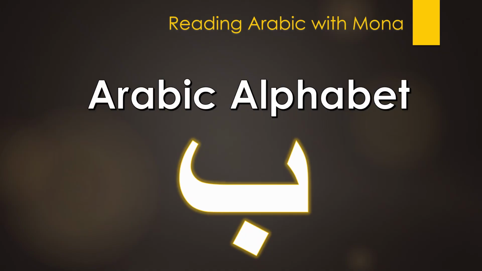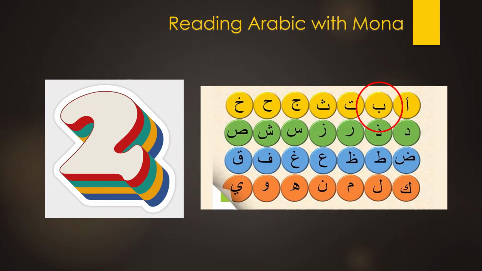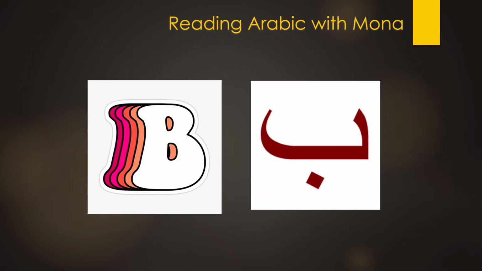Today's lesson is about the letter Ba. Ba is the second letter of the alphabet. The letter Ba resembles the sound of the letter B in English. So in English we call it the letter B and the sound is Ba. In Arabic we call it Ba and the sound is also Ba.